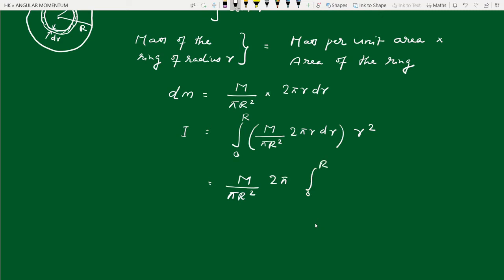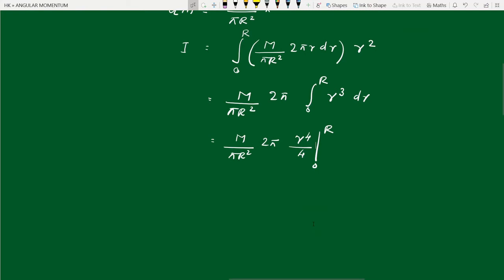What is remaining is 1 r here and r square. So we have r cube dr. Integration is M by pi R square, 2 pi. What is the integral of r cube? r raised to 4 by 4, with limits from 0 to capital R. When you put the limits, what do you get? M by pi R square, 2 pi, capital R raised to 4 divided by 4.